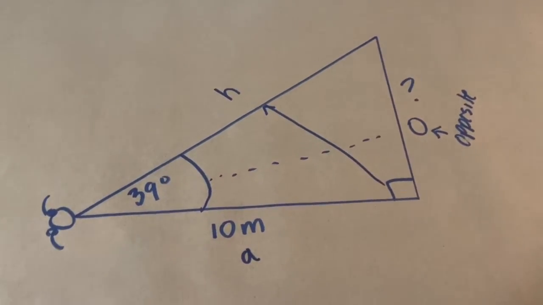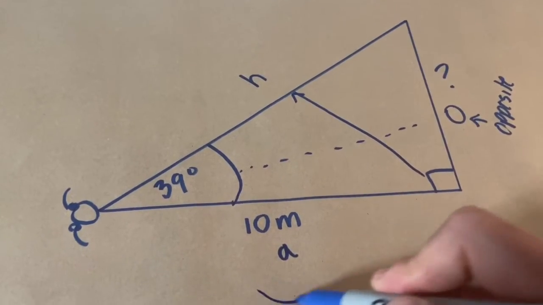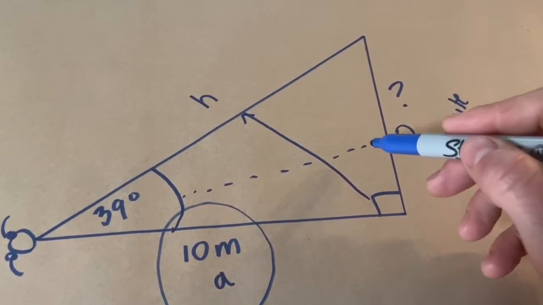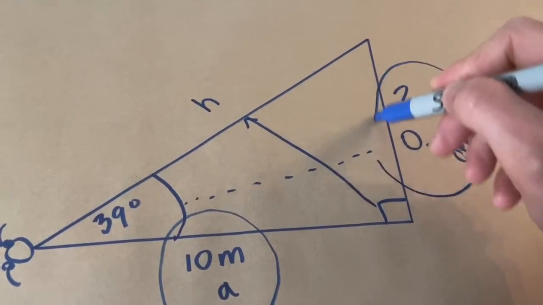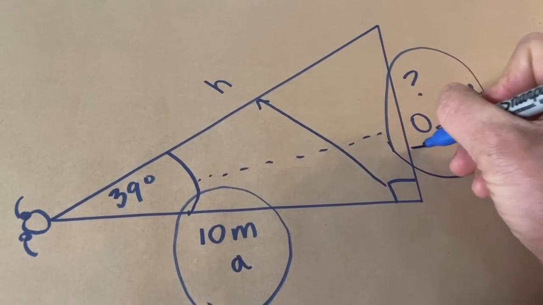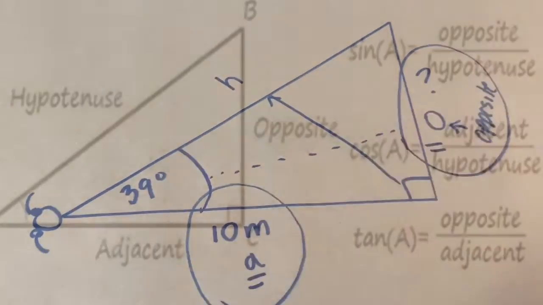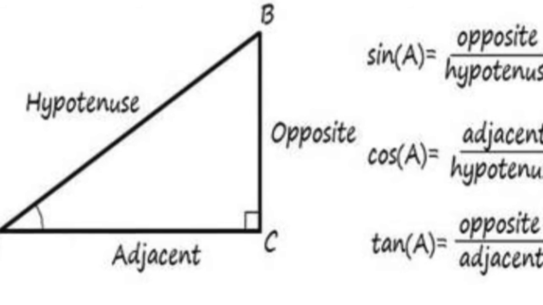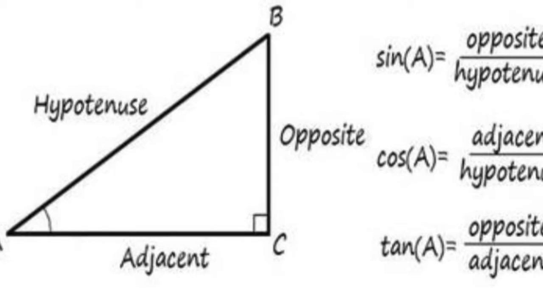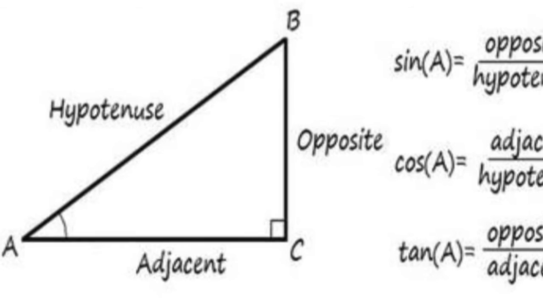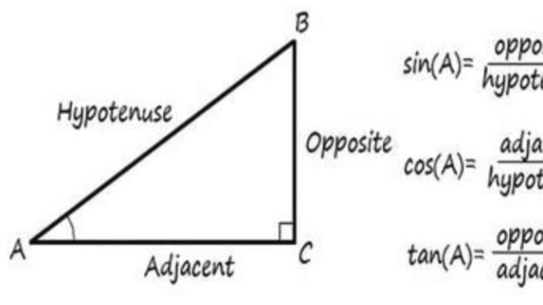When I look at this question, I know I have a number for the A, so I want to use the A. I know I'm looking for the O, so I need to use the O. So I need to use a fraction that has O's and A's. We've realized that we need to use the opposite and the adjacent, the O and the A, which means that we need to use the third fraction. Tan of the angle is equal to opposite over adjacent.